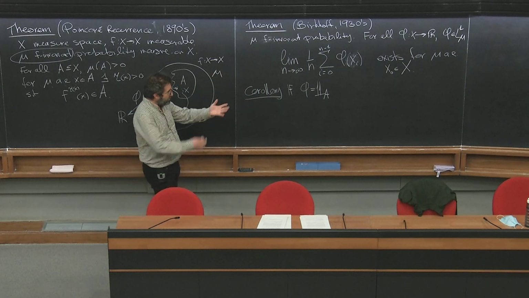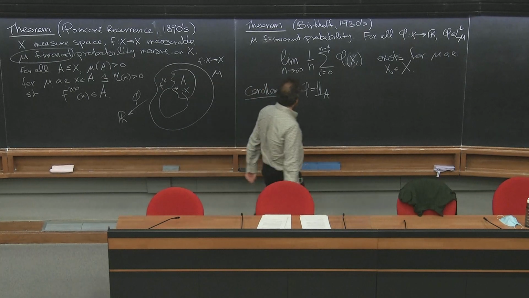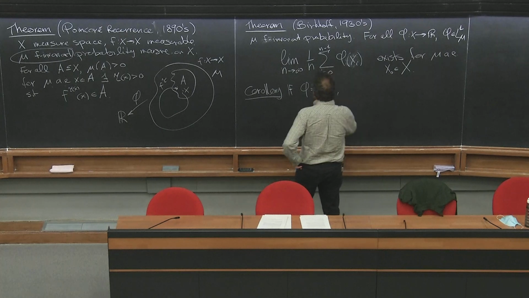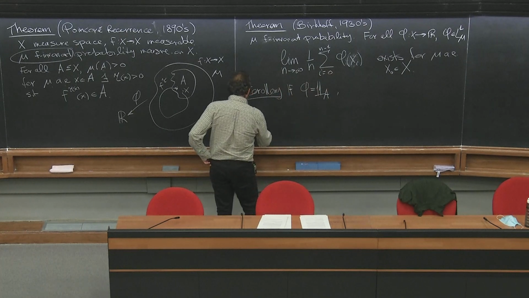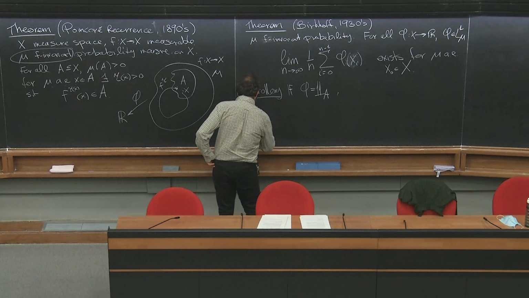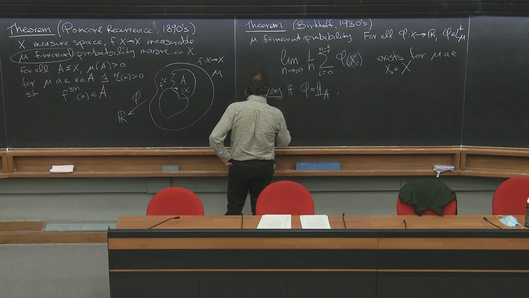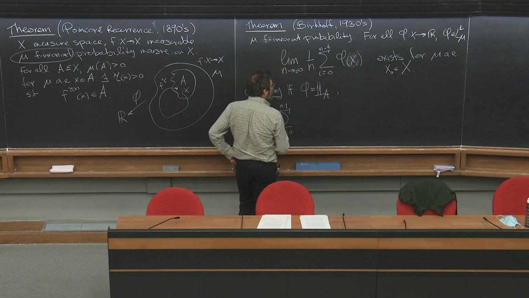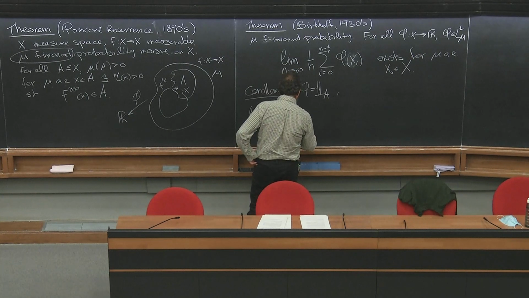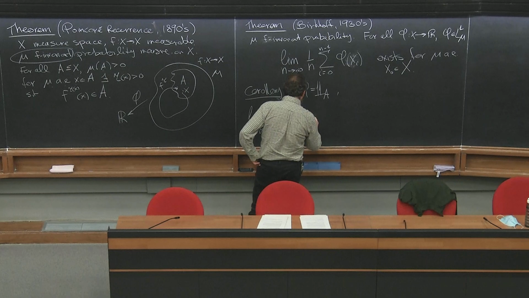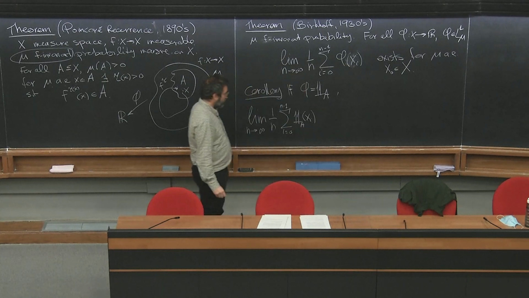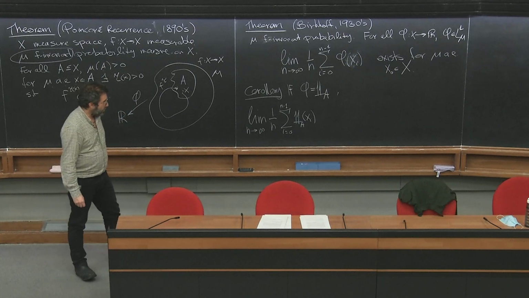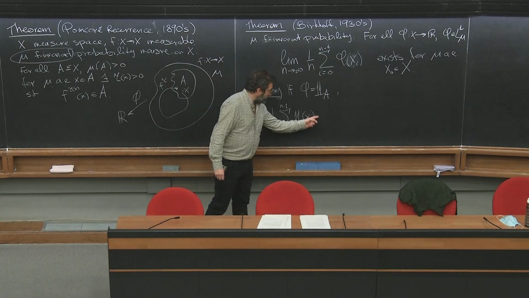Which is an L1 function for any probability measure. Okay, so what do we have? What does this mean? Then the limit as n tends to infinity of 1 over n times the sum for i equals 0 to n minus 1 of the characteristic function of A at the point x_i. So what is this sum here?